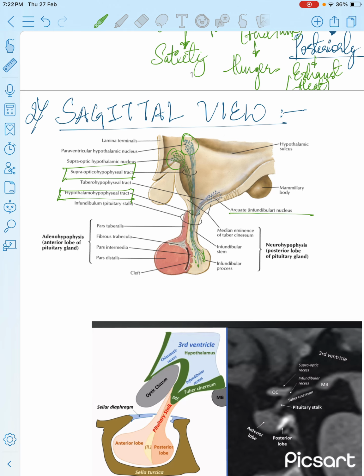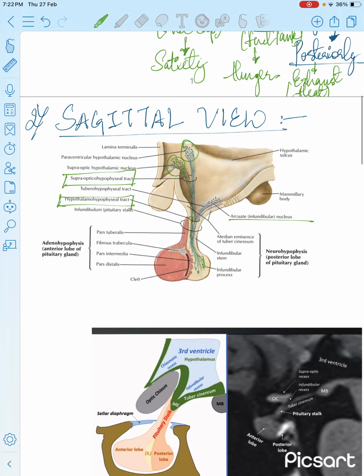Other than that, you need to remember certain other anatomical landmarks, like the hypothalamic sulcus of the cerebrum is present superiorly, lamina terminalis is present anteriorly, and mammillary body is present posteriorly to the third ventricle.